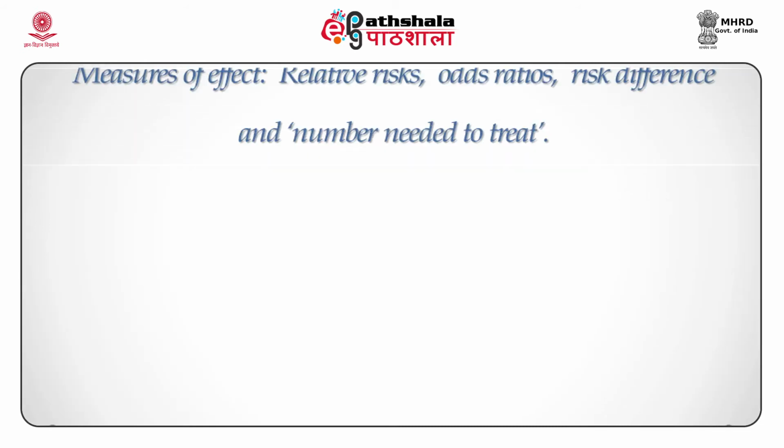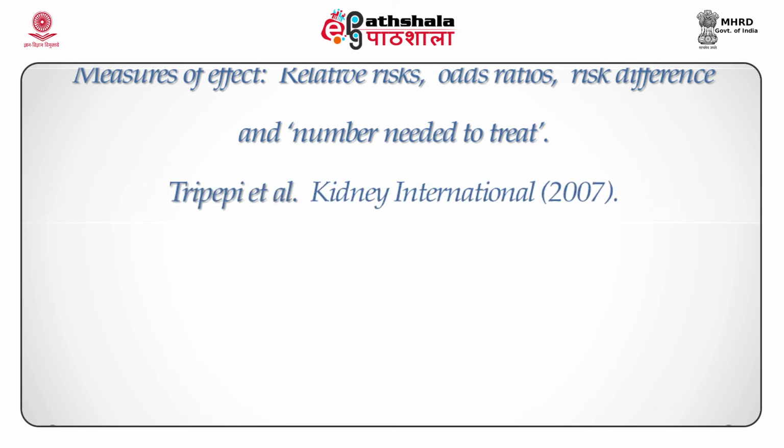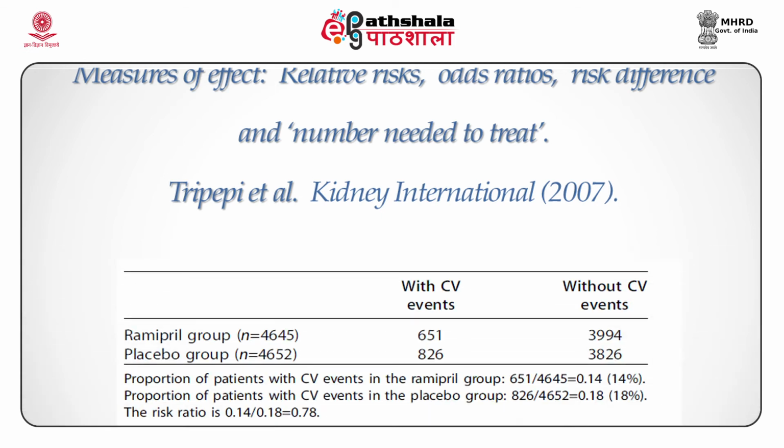Let us next move on to an illustration of the uses of relative risks, odds ratio, risk difference, and the number needed to treat, which is a related epidemiologic concept, using a review paper by Tripepi et al., which appeared in Kidney International in 2007. One of the motivating examples presented in this paper is the 2x2 table, which looks at two groups. One group was randomly allocated to a drug called Ramipril and is given in the first row of the table, and the second is a comparison group which was randomly allocated to placebo.